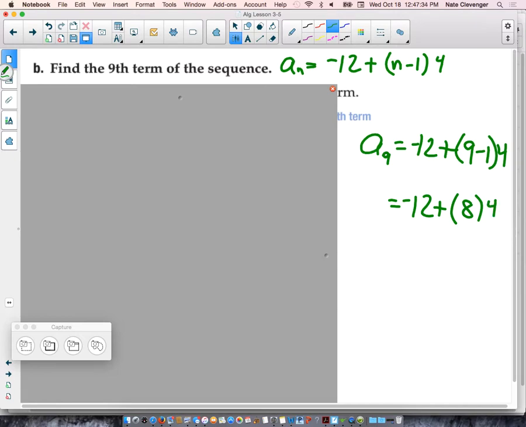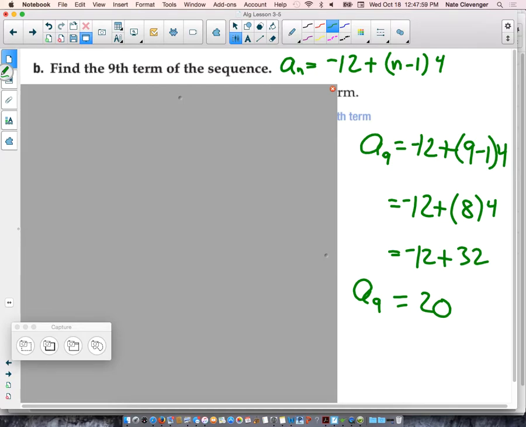Well, 8 times 4 is 32, so you have negative 12 plus 32. 22. Try again. 20. Oh, sorry. So the ninth term would have a value of 20. Okay, that's not that bad.